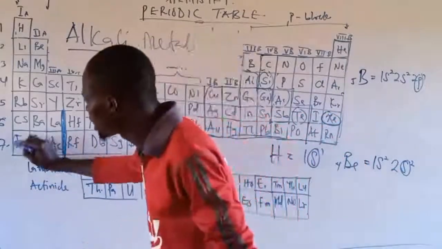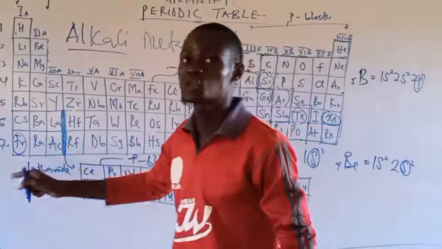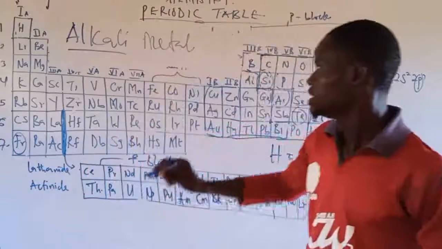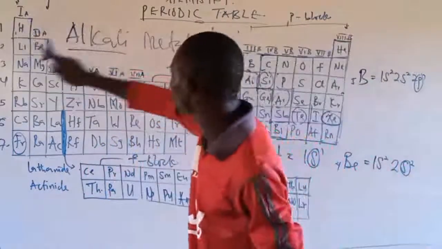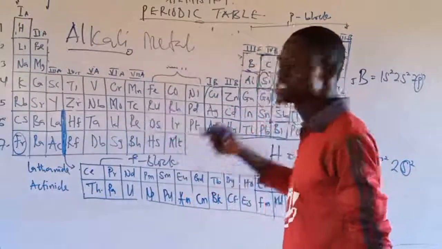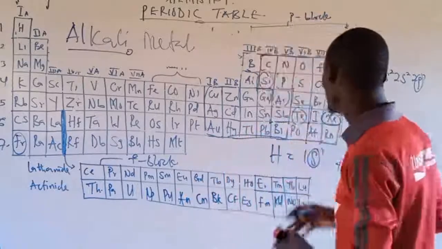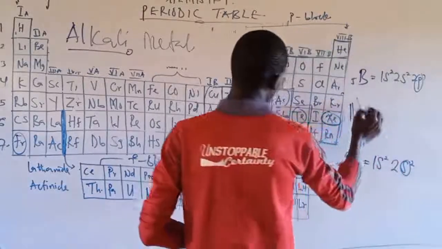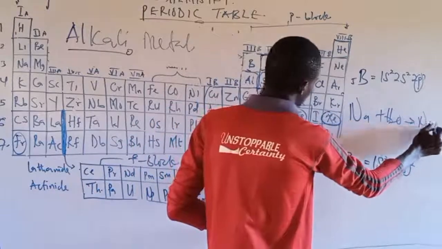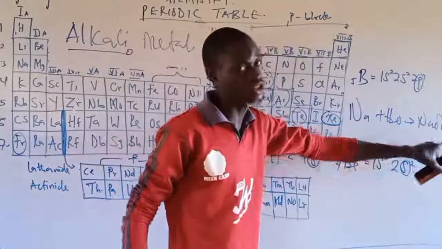Francium, found in the last period of the group, is the most reactive metal found on the periodic table. Please note that. Now, the group 1 elements are otherwise known as what? Alkali metals, because whenever they react with water, they form an alkaline solution. For example, when sodium reacts with water, it forms sodium hydroxide, which is an alkaline solution.